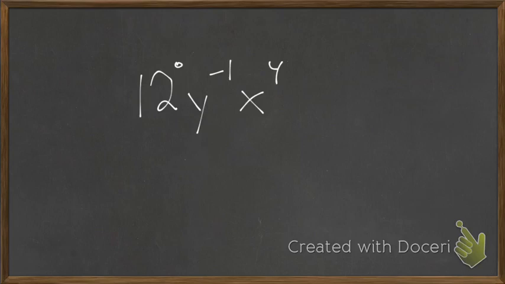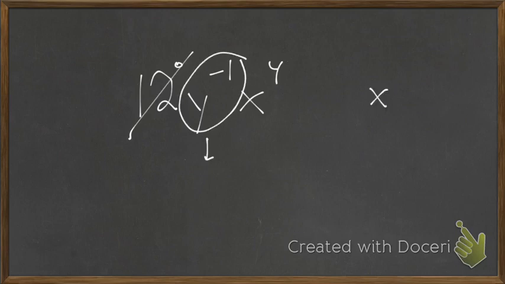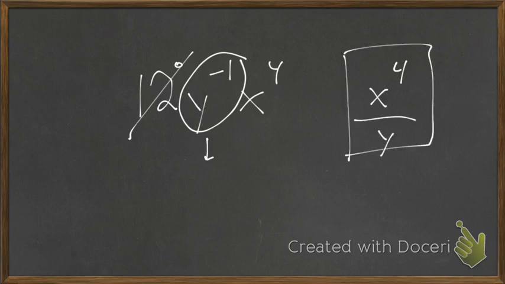All right, last one. I know it's a quickie, but this is good. 0 power is going to equal 1, so that's going to be gone. This has to get thrown downstairs. And I get x to the 4th over y is the simplified version of this expression.